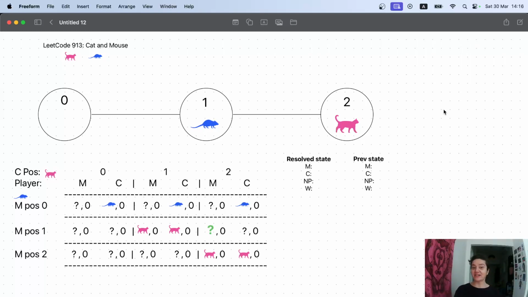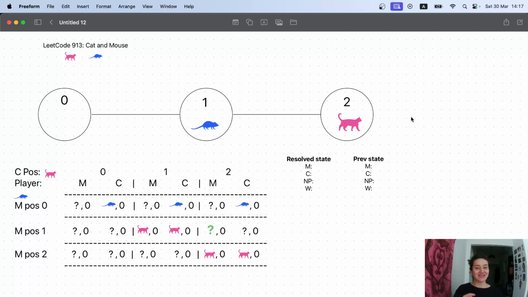Whose turn is it? Who's about to move? It doesn't matter, because either the mouse did this and now it's the cat's turn, or the cat did this and now it's the mouse's turn. It doesn't matter. In either case, they have met. Since they have met, it's the cat win. Okay? Great. So we have several states which are already resolved. We already know the winner for them without calculating anything.